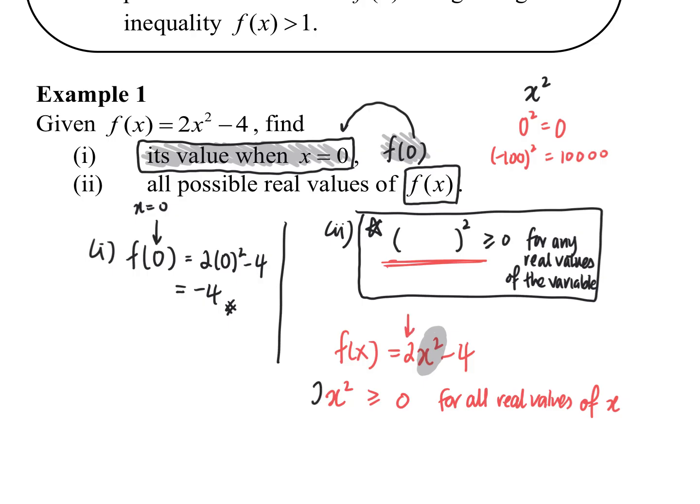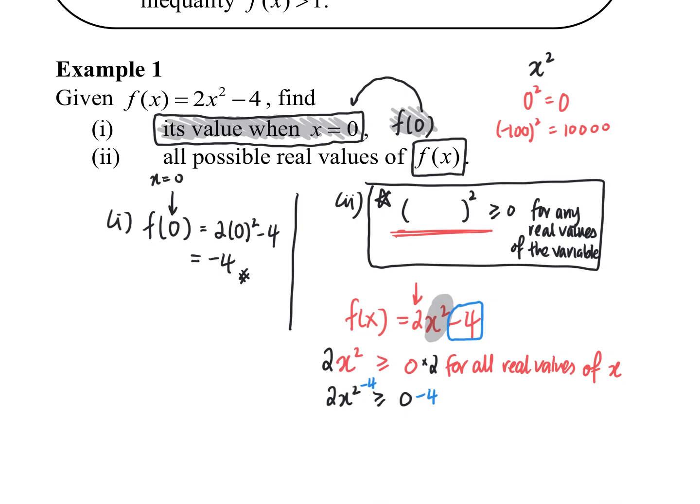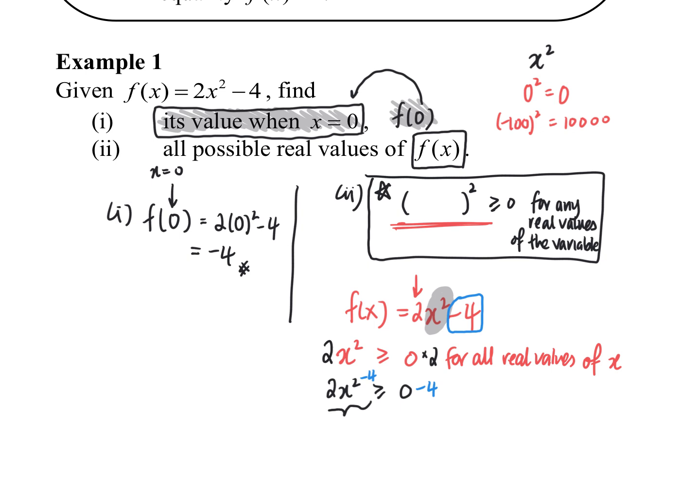So I multiply by 2 on both sides, which arrives at 2x squared is still greater than or equal to 0. Then I want to get nearer to this, so I subtract 4 on both sides. And this is essentially your f of x function. I've just shown that f of x must be greater than or equal to -4. So this is all the possible values for f of x that I can get. So this is the answer.